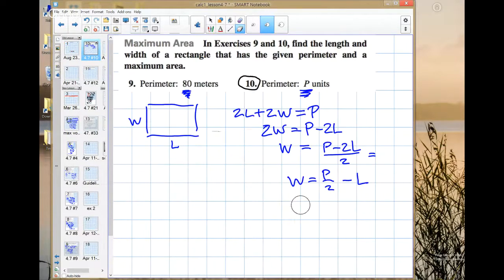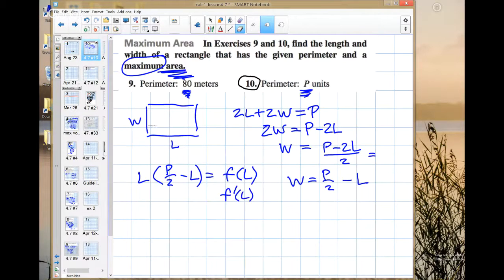That's what we wanted. So now we should be able to go and do it. It's an area problem, as you can tell from up on top there. So now the area, of course, is length times width. So length times the width, and we want to use the new width. I'm going to just call that f of L. That's the function we're trying to maximize. So now we take the first derivative. Oh, I really should multiply this out first. So let's do that first. So let's say P over 2, I'm going to leave it in this form, times L, minus L squared equals F of L.